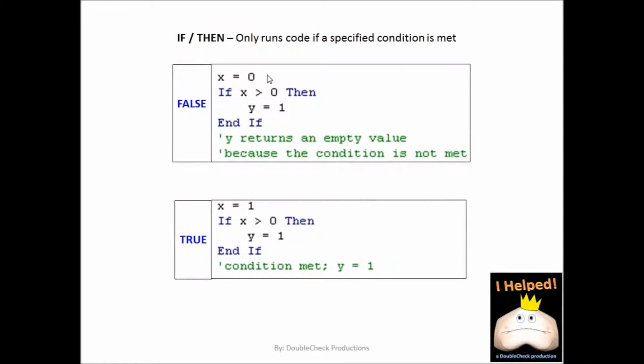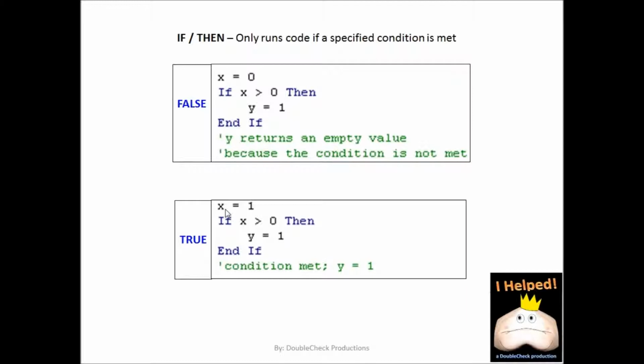Okay, so here's an example. Here we start off with x equals 0. Now the question asks, if x is greater than 0, then we're going to assign a value of y equal to 1. However, the condition isn't met because x equals 0, which is not greater than 0. Therefore, it returns a false. Y returns an empty value.